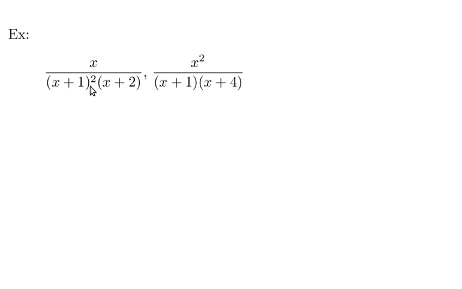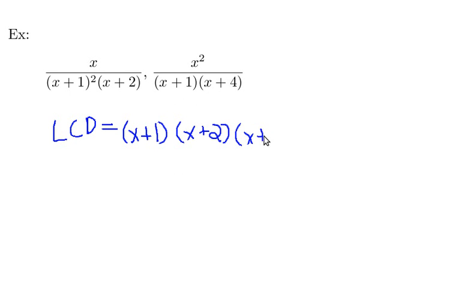So our LCD is going to have all of the individual factors that we see. So it's going to have an x plus 1. It's going to have an x plus 2. And there's an x plus 1 here, but we already have that listed. And it's going to have an x plus 4. So, what is the most that this x plus 1 appears? It appears twice here and one time here. 2 is greater than 1, so the power is going to be 2.